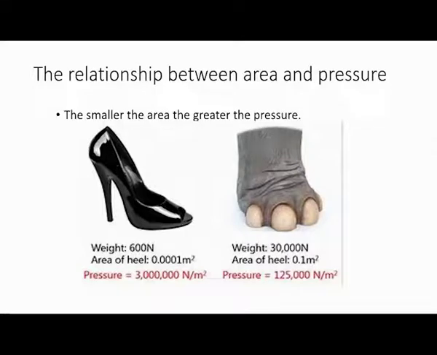For an elephant, the weight is 30,000 Newton, and the area of the heel in contact with the ground is 0.1 meter squared. Now, to see which one exerts greater pressure, we calculate the pressure in each case. For the woman, we find that the pressure is 3 million Newton per meter squared, while for an elephant it's 125,000 Newton per meter squared, meaning that the woman exerts a greater pressure on the ground than the elephant, since the area in contact of the shoes is smaller than the elephant.